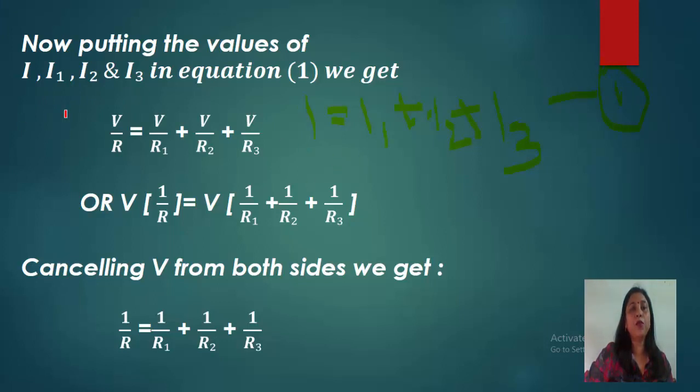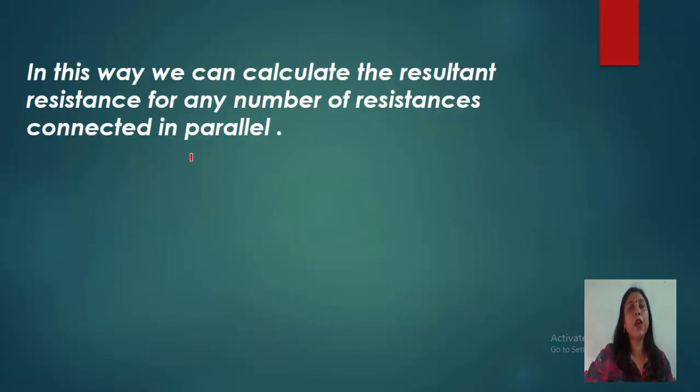You can see we are substituting the values of I1, I2 and I3 in equation number 1. So I is equal to V upon R, I1 is V upon R1, I2 is V upon R2, plus V upon R3. Or we can write it as V into 1 upon R is equal to, taking V common, in the bracket 1 upon R1 plus 1 upon R2 plus 1 upon R3. Now cancelling V from both sides, we get 1 upon R is equal to 1 upon R1 plus 1 upon R2 plus 1 upon R3. In this way, we can calculate the resultant resistance for any number of resistances connected in parallel, and having taken examples of 3 resistances in series and parallel, you can calculate the formula for any number of resistances connected in series or parallel.